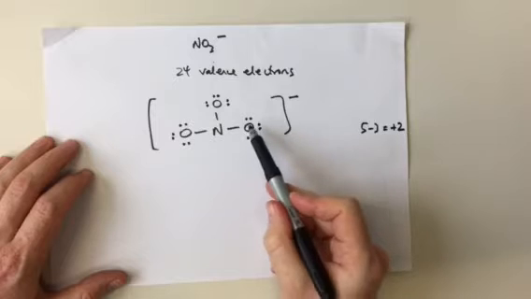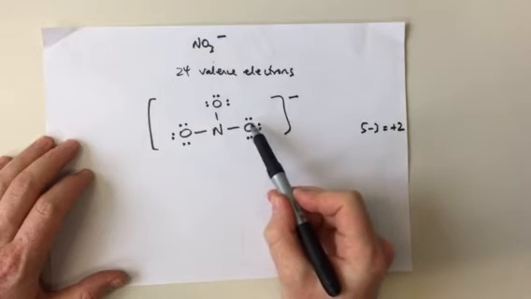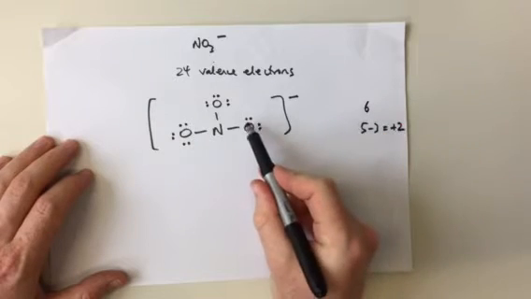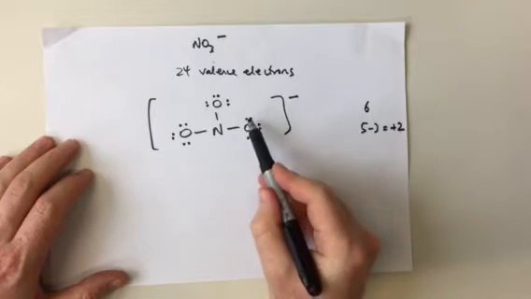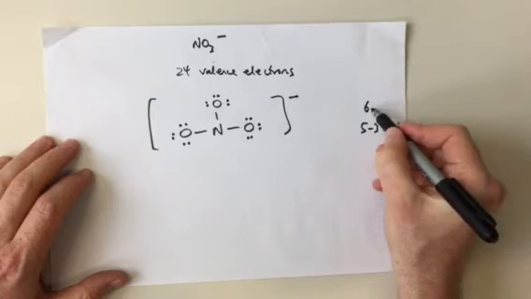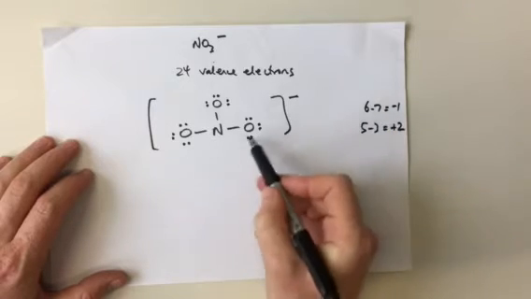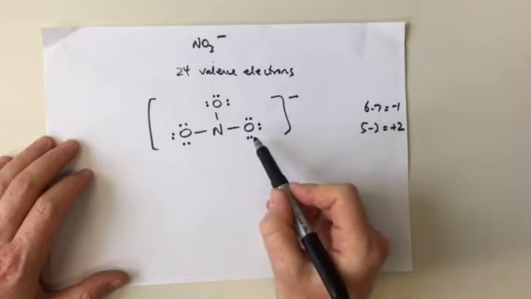Now we'll look at the oxygens. They're all the same, so we'll just look at one of them. The formal charge is the valency, which is 6, minus the number of electrons belonging to it in this structure, which is 1, 2, 3, 4, 5, 6, 7. So the formal charge on all the oxygens is -1.